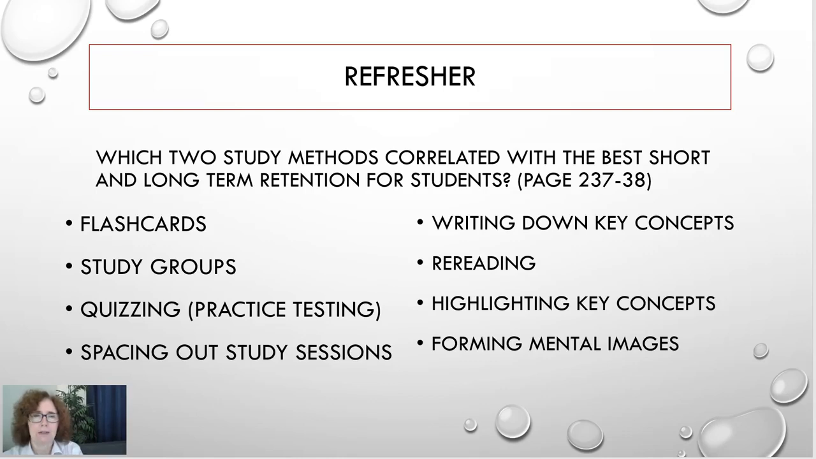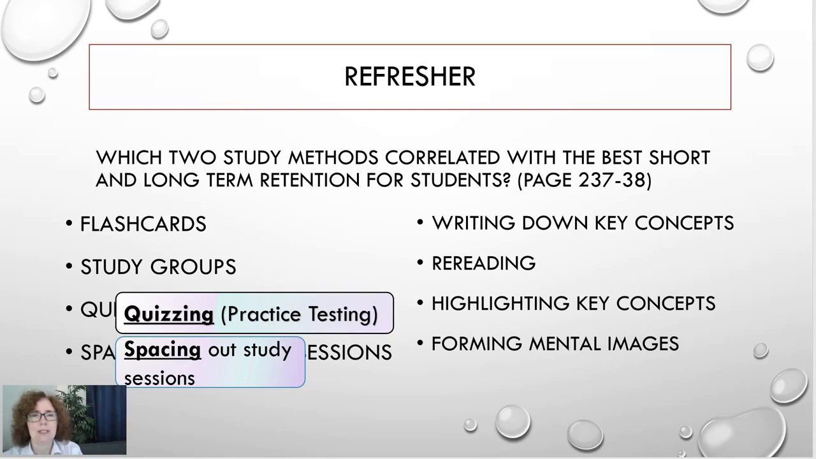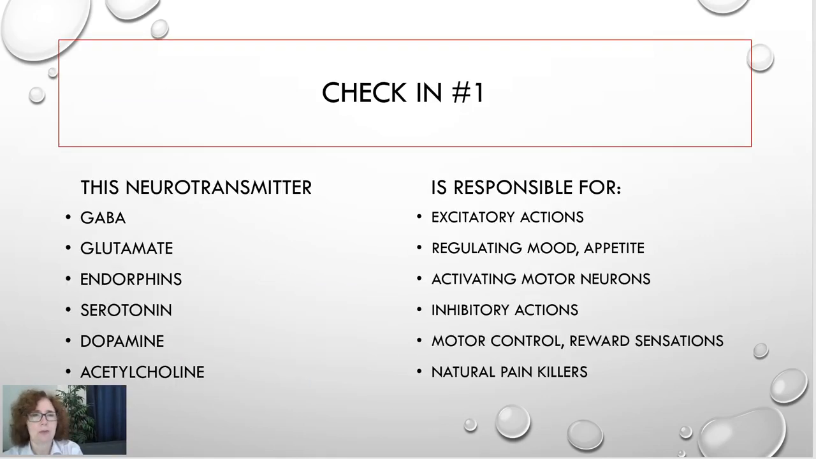Which of these methods are correlated with the best outcome? It's quizzing and spacing. So you did the right thing taking this practice test, and also remember to space out your study sessions. Don't do 3 hours in a row. Do 1 hour, 1 hour, and 1 hour with breaks in between.